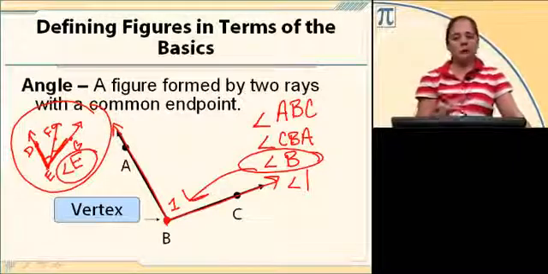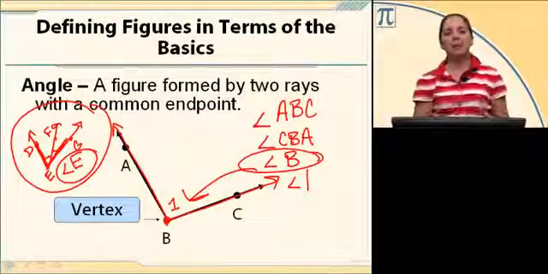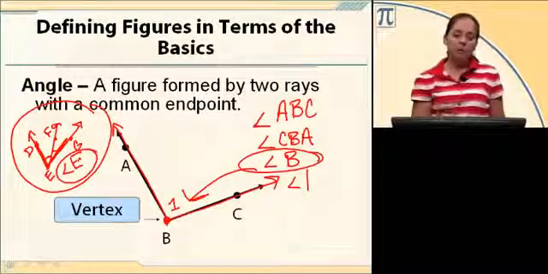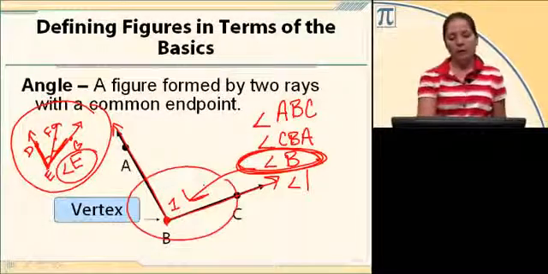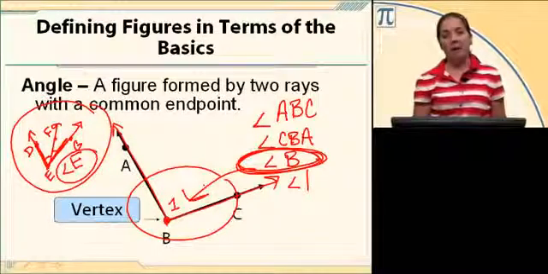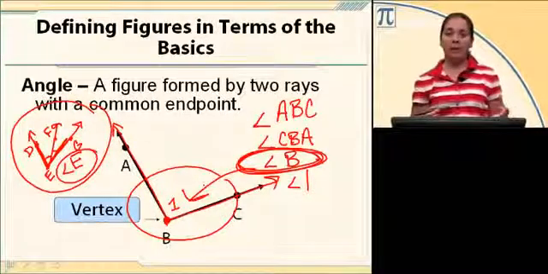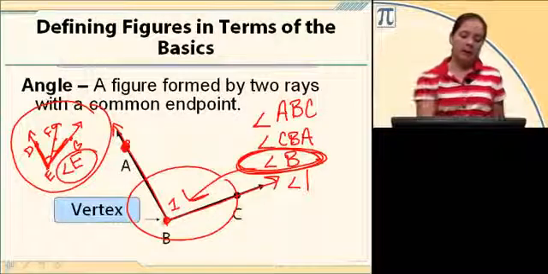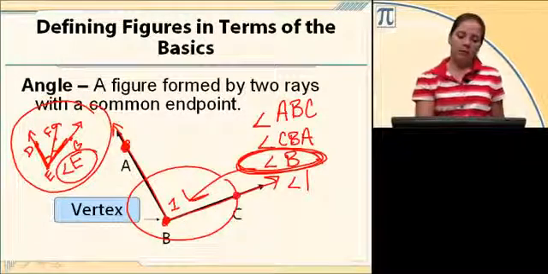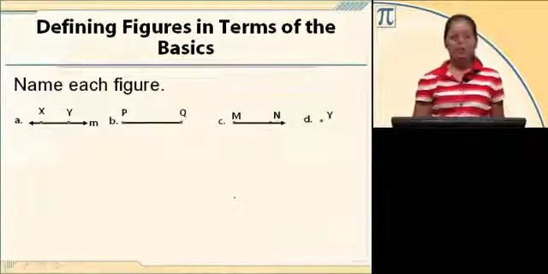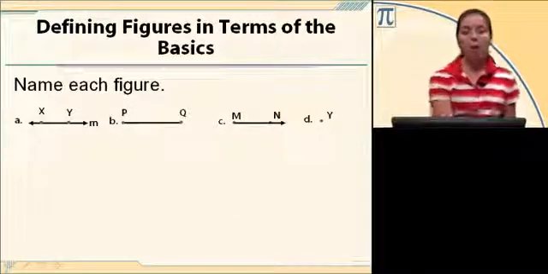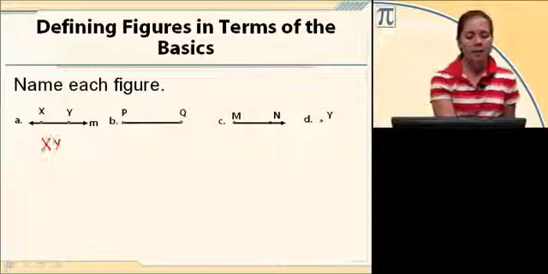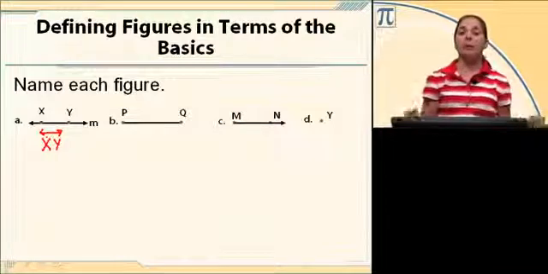And so the only time you can use one letter to name the angle is if it's the only angle with that vertex. This was the only angle with vertex B, so I could call it angle B. You name it with 3 letters, start on a ray, vertex in the middle, end on a ray. Let's go ahead and practice. Here I've got this first one, a line, so I'm going to call it line XY. Using the symbol notation, I'm going to put a double arrow on the top because it goes in both directions forever.